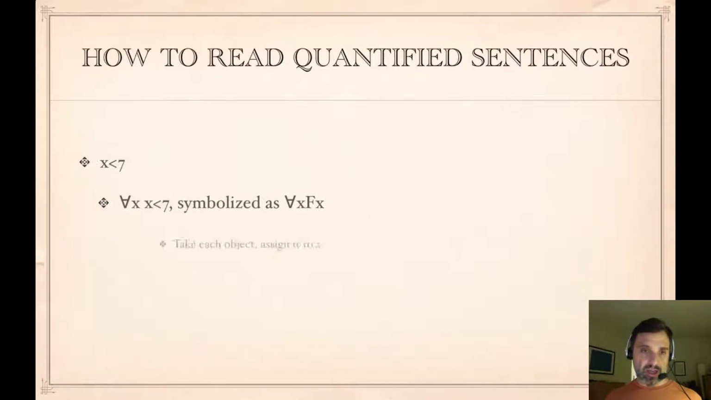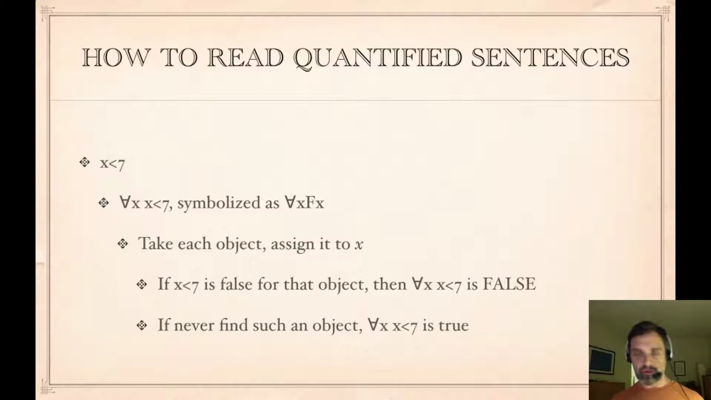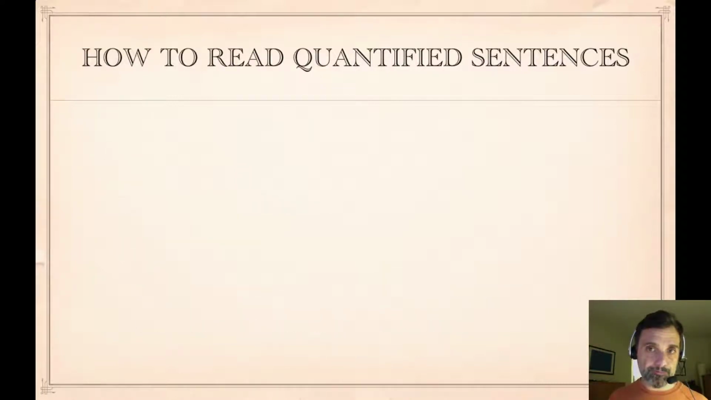If we have a universal instead, then we take each object and again we do the same thing, but it's sort of reversed. If it ever happens that we assign an object to x and x is less than 7 comes out false, then ∀x x is less than 7 is false. But if we never find such an object, if whenever you assign objects to x, x is less than 7 comes out true each time, then the universally quantified sentence is also true. So basically it's saying at least one thing has a certain property, or everything has a certain property.